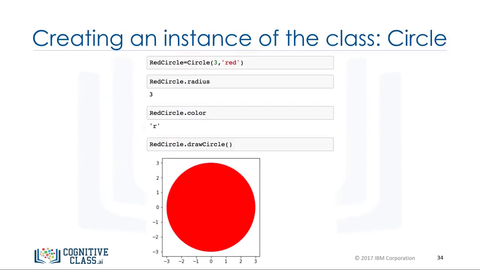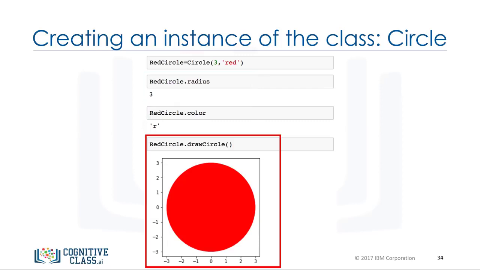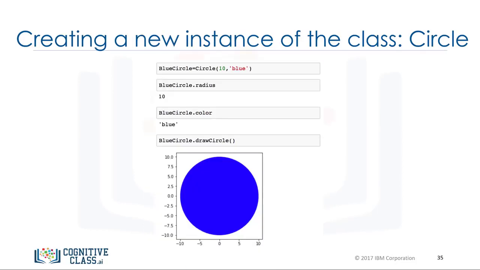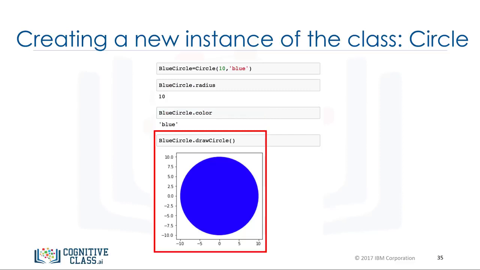In the labs, we can create a new object of type circle using the constructor. The color will be red and the radius will be 3. We can access the data attribute radius. We can access the attribute color. Finally, we can use the method drawCircle to draw the circle. Similarly, we can create a new object of type circle. We can access the data attribute of radius. We can access the data attribute color. We can use the method drawCircle to draw the circle.